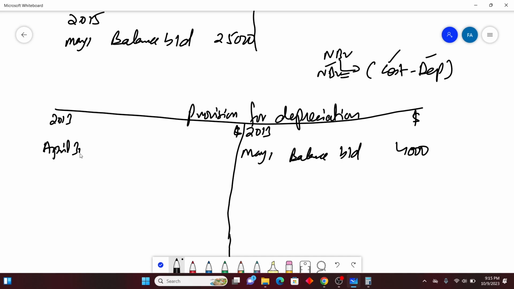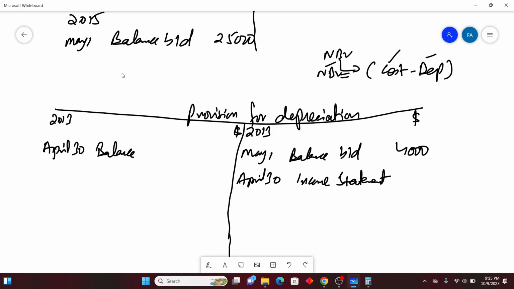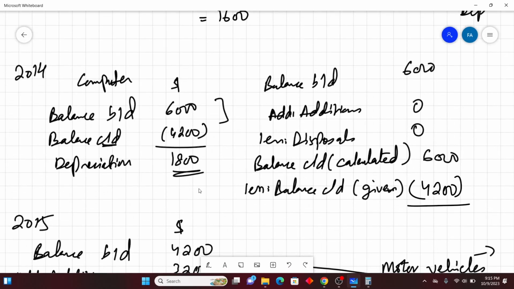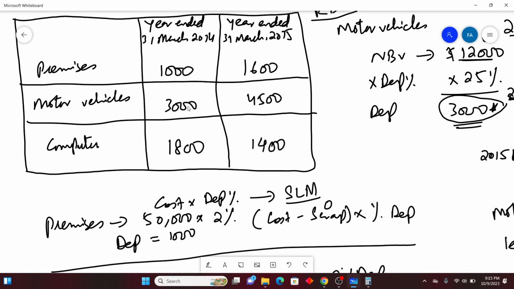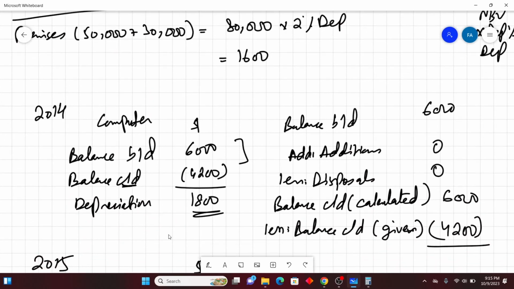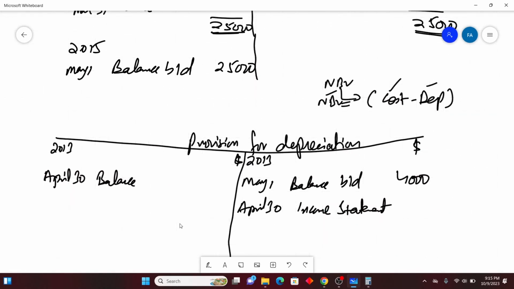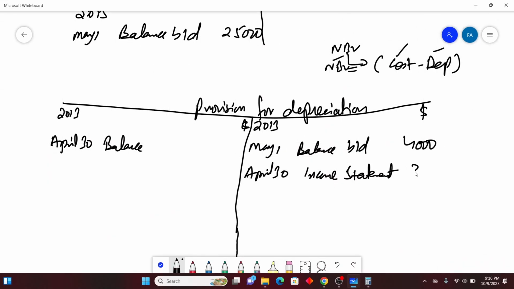So on April 30th, more depreciation will be charged with the name of income statement. We'll write it down from the table we have already prepared, which makes it easier for us to just copy. The motor vehicles depreciation for the year ended 31st March 2014 was 3,000. So I'll just write down 3,000 as income statement. So the balance CD would become 7,000 for motor vehicles. So I'll just close the T account.